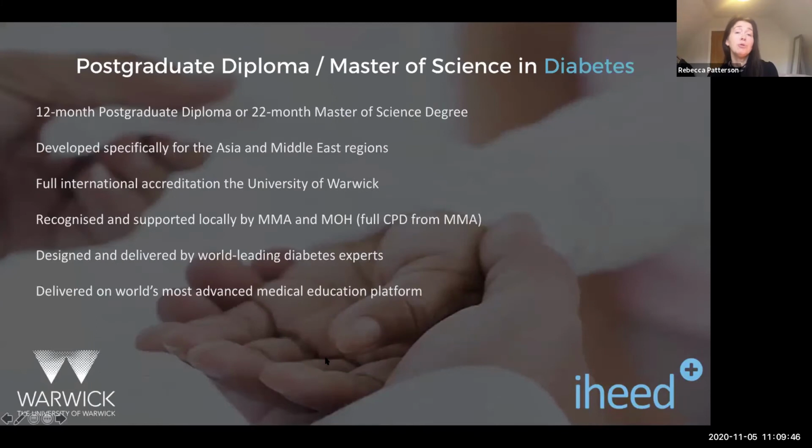The Postgraduate Diploma and the Master of Science in Diabetes, to give you a brief overview of the structure and the timing. So it's 12 months for the Postgraduate Diploma. And then if you are willing and able and not sick of us and you want to continue, you're very welcome to progress to the Master of Science, which will take an additional 10 months. So it's 22 months in total for both programs. And you must commence with the Postgraduate Diploma. You cannot go directly onto the Master of Science. So one precedes the other.